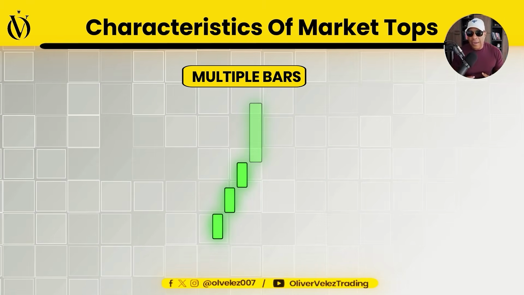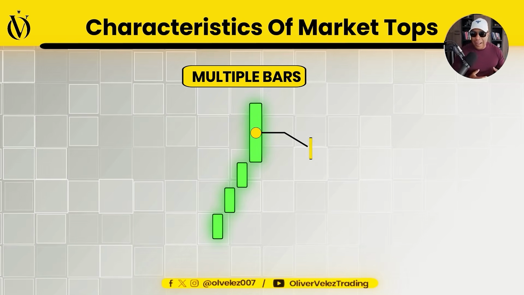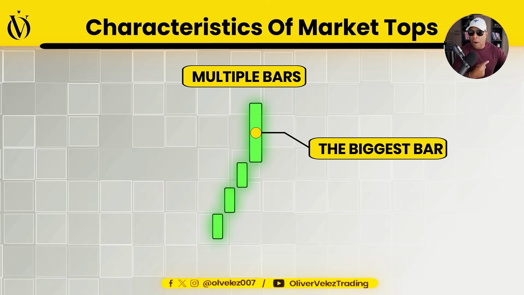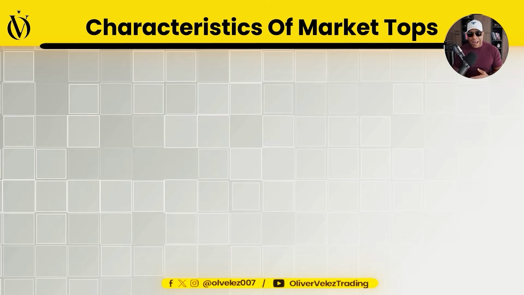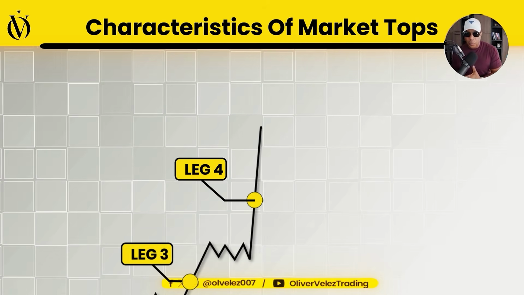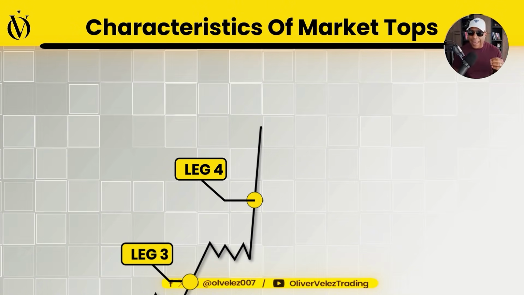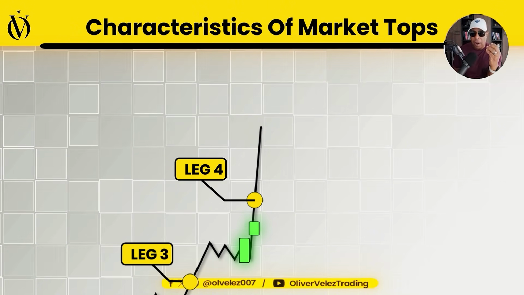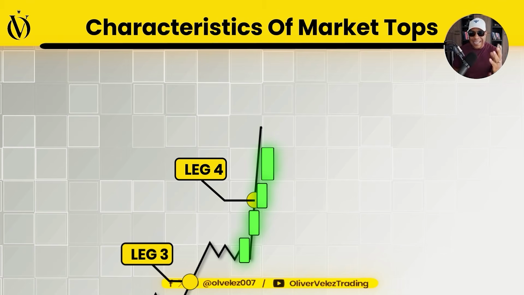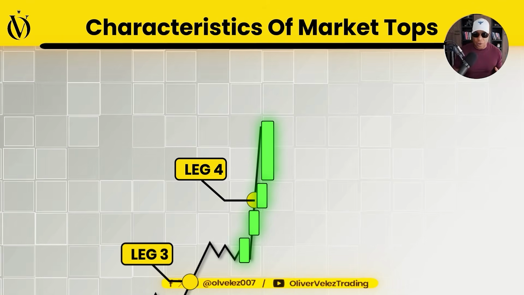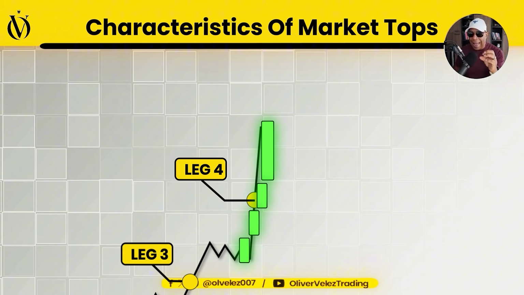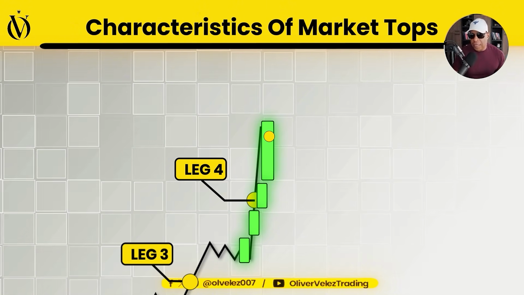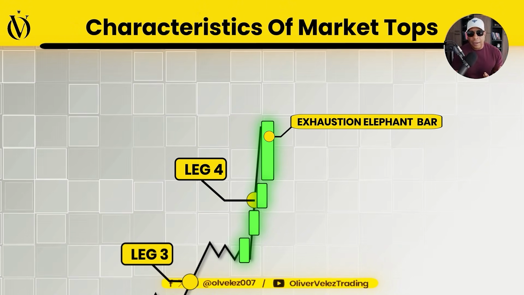Oftentimes, the final bar of this multiple bar leg run up is the biggest one of them all. When you've got that scenario, you've got a vertical run up, and the last bar of the vertical run up is the biggest bar of the entire run up. You've got your top, baby. You got your top. You're at or near it. We call this an exhaustion elephant bar.